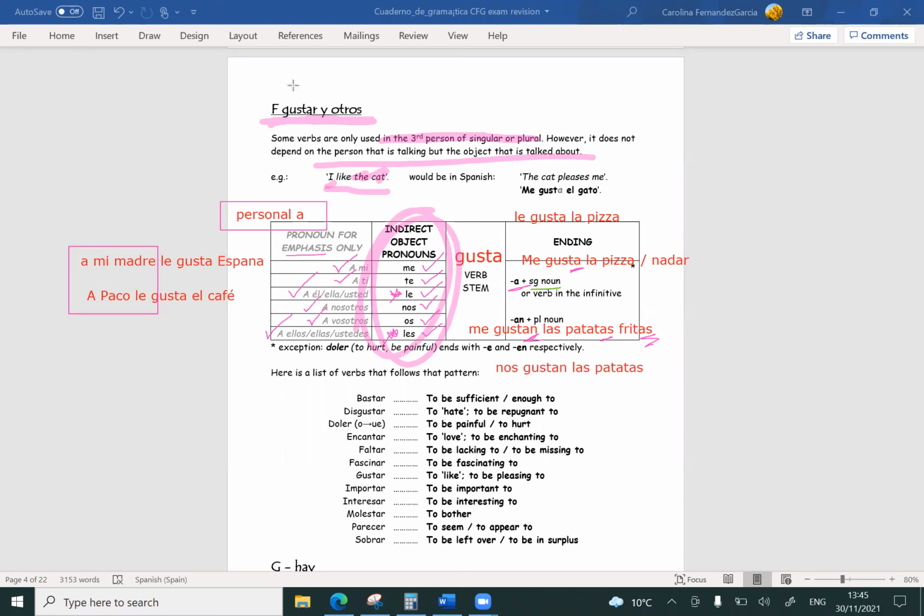So which verbs follow this pattern like gustar? We have a list here of the most important ones. Once again, we're going to highlight the ones you really, really need for the exam.